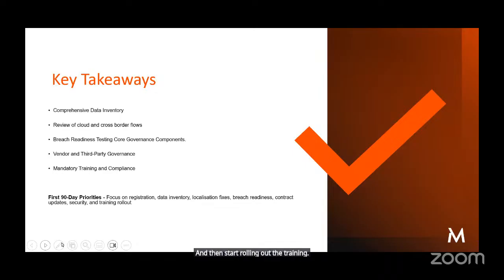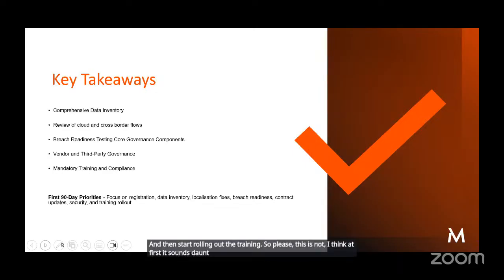So please, I think at first it sounds daunting, but once you begin to be compliant, you'll find that it's not something difficult. So please start. I think these are the steps that we wanted to just share with you.